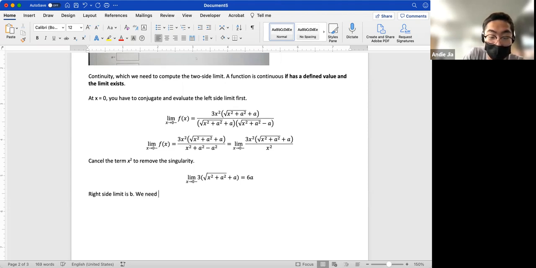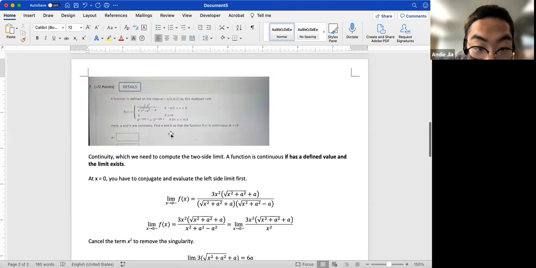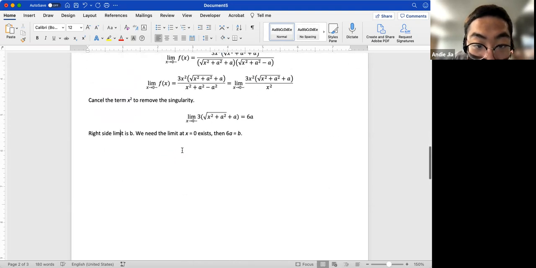We need for the limit to exist, so 6 equals b. That's what we can get from this. It can be a constant, and then you don't need to worry about it.